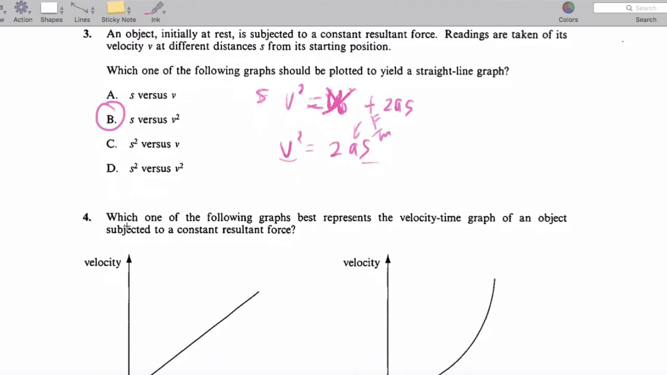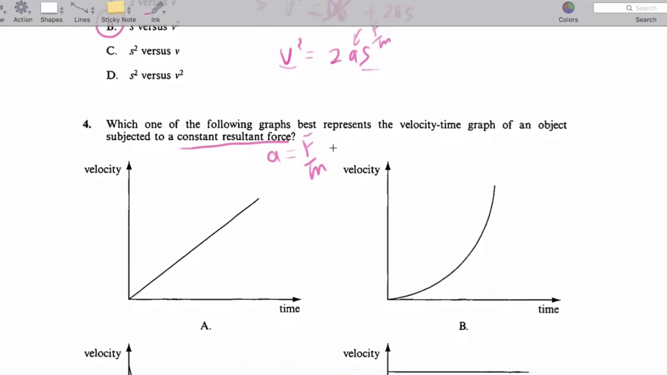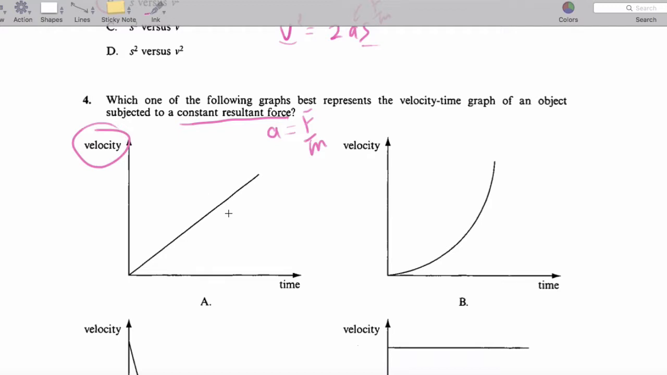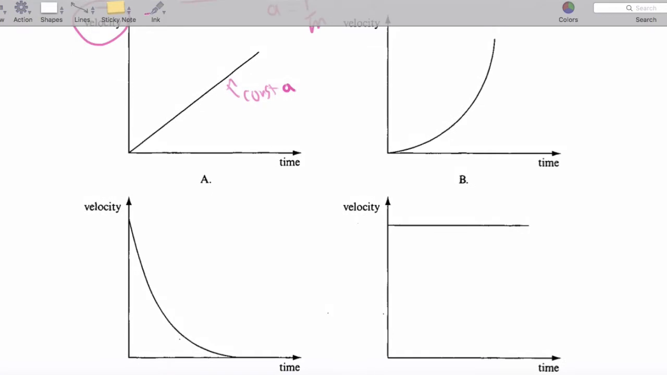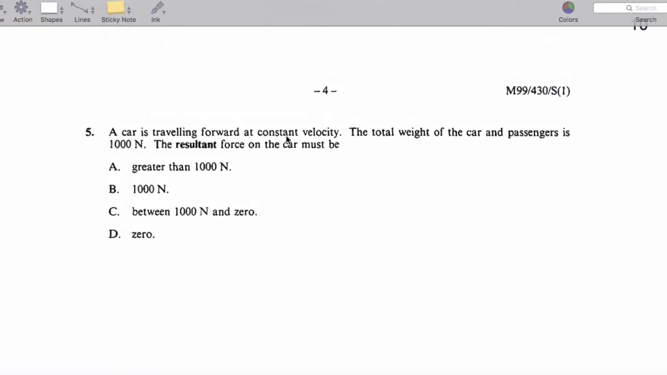All right. Now, velocity time graph of an object subject to a constant force. That didn't say constant velocity. Acceleration is the constant force divided by m. So we end up getting a linear graph like this because we have a constant a. All right. Number 5. We're moving at constant velocity and we want to know the net force. I don't care what we think it's doing or how. If the car is moving at constant velocity, the forces combined to give us balanced or 0.